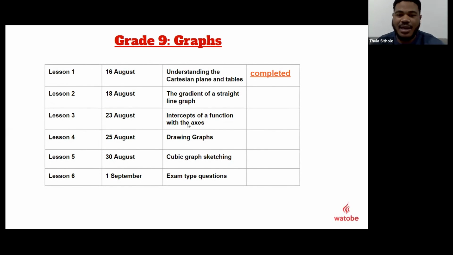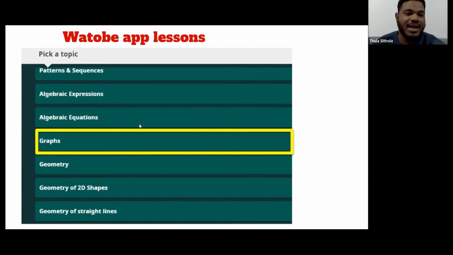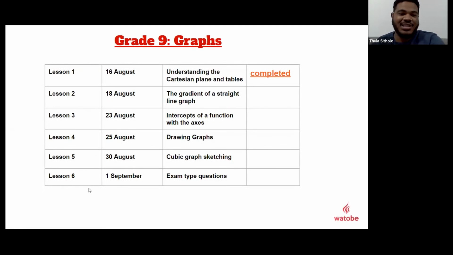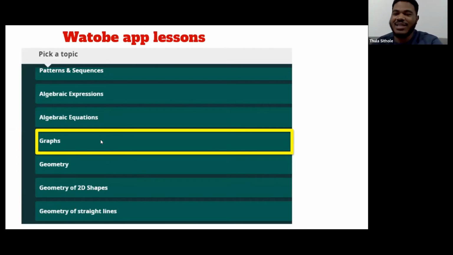As usual, you need to go to the Watobi app and go to graphs, and then do the activities there, do the exercises. And remember that we have quizzes in between. So make sure that you complete all the quizzes of the graphs topic before we finish it on the 1st of September. As you understand more information, you complete the quizzes, and you make sure that you're following along, and that's how you'll get the most out of being here.